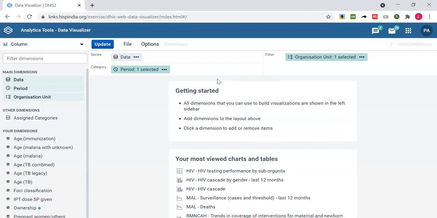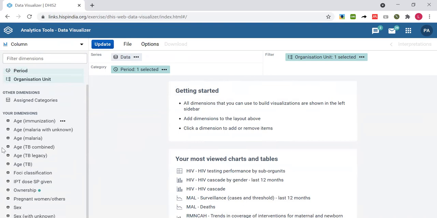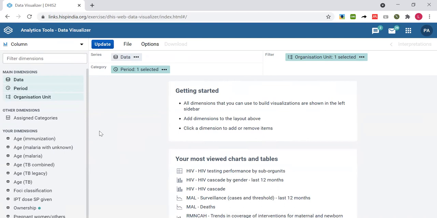Right, so first of all, just to recap what we did yesterday about the components of this data visualizer interface. On your left side, you are seeing the dimensions. Here is where we select the data, the period, and the organization dimensions, the three W's of DHIS2. And if we have any other dimensions that we have configured, these will be visible to you, right? On the right-hand side at the top, we have some selections: series, category, and filter. We will discuss them a bit later. And this is where we are getting the final visualization output.